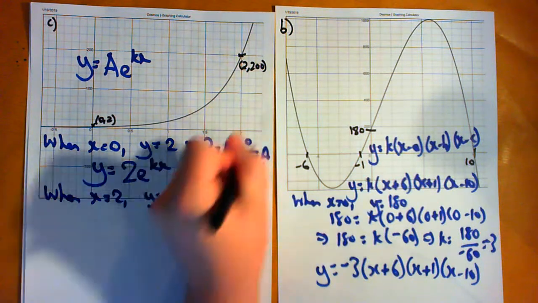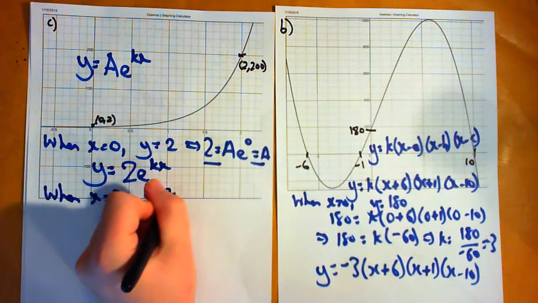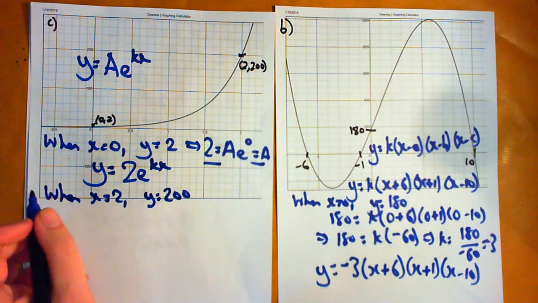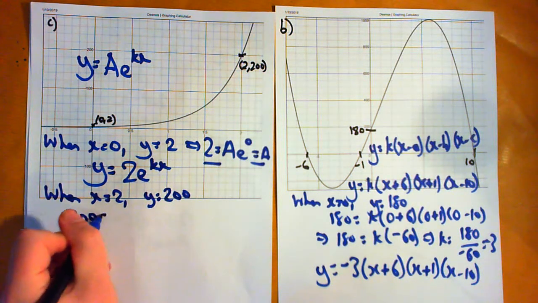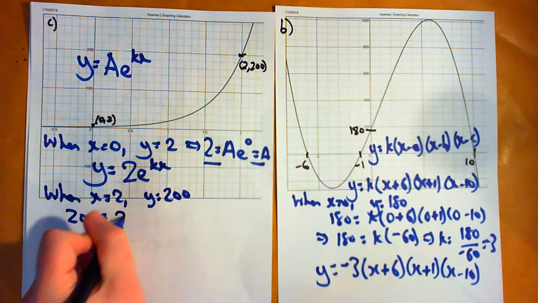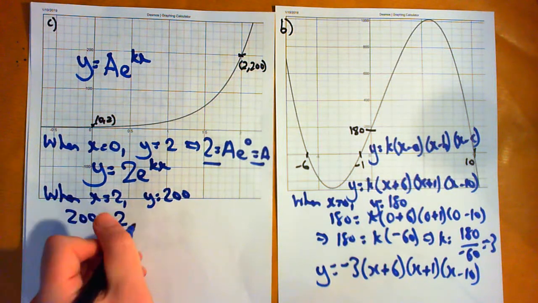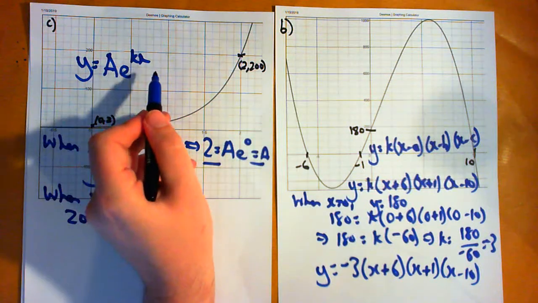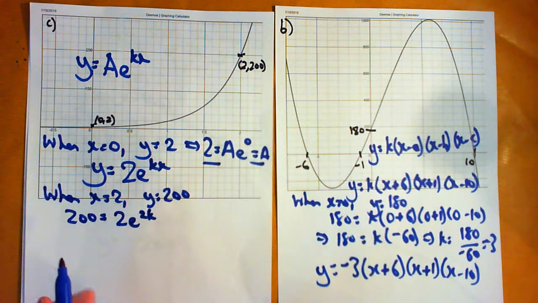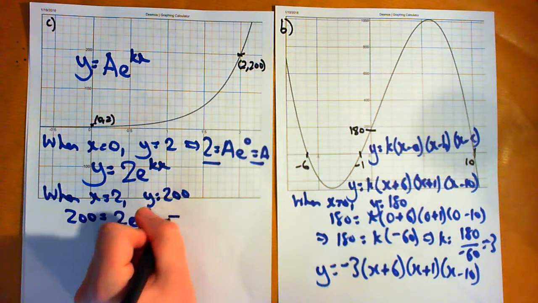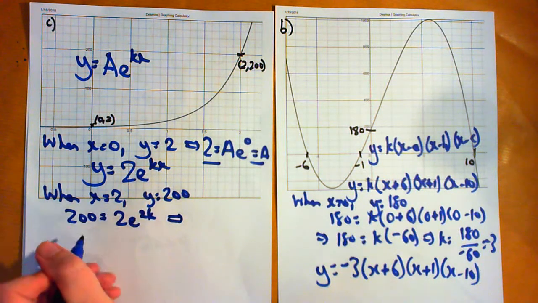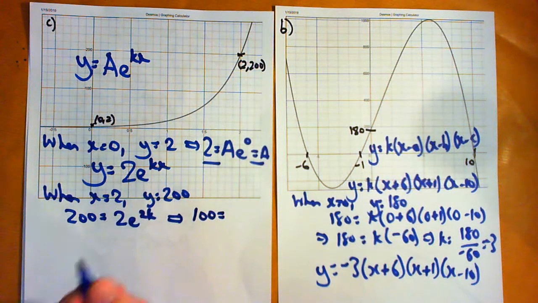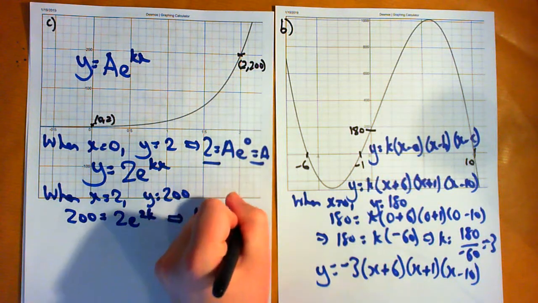Okay, so now we need to use the other point, which is when x equals 2 and y equals 200. So if we substitute that in, 200 equals 2 e to the 2k, because x is 2, so k times x becomes k times 2, which is 2k. Now we can divide this 2 out. So if we do that, we get 100 equals e to the 2k.